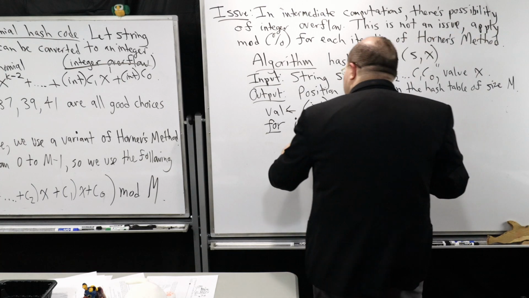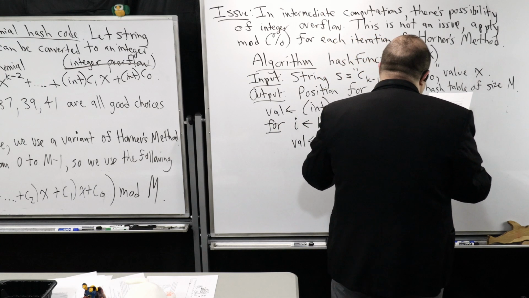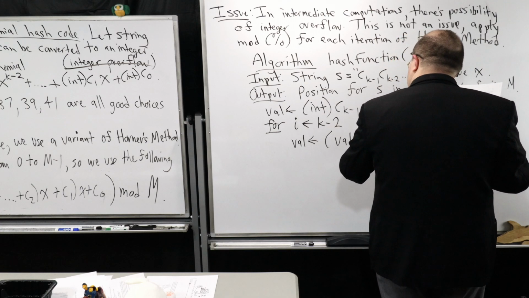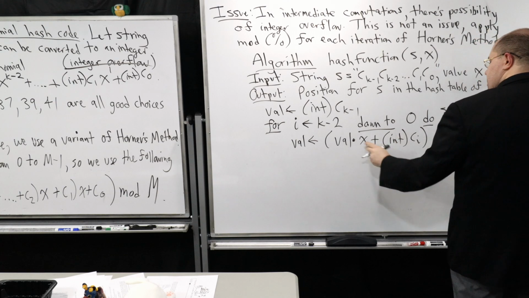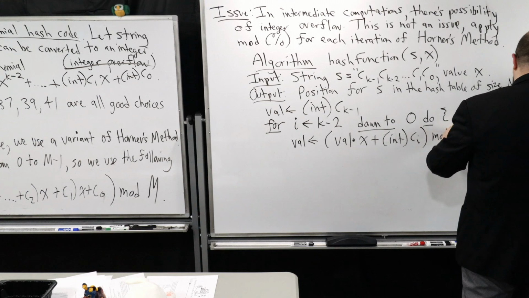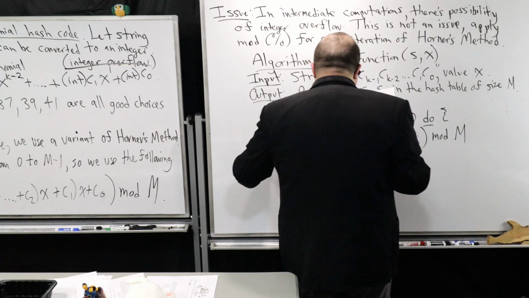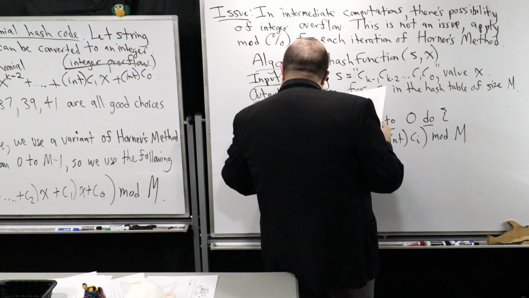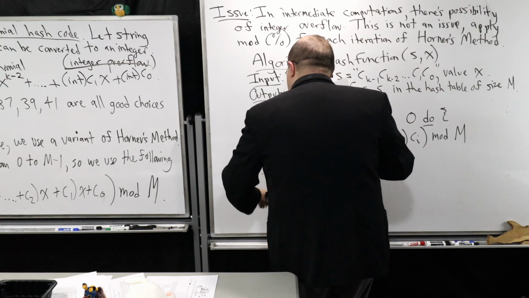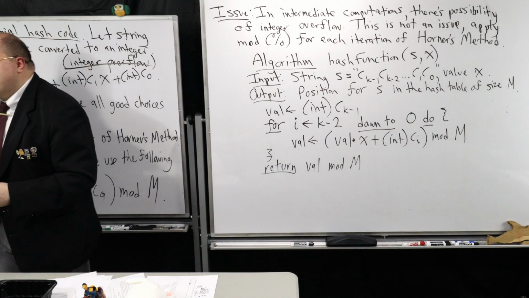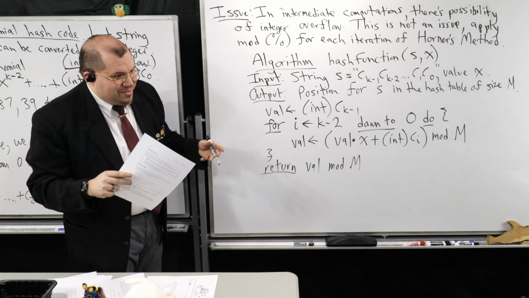So all I'm going to do is assign val to be val times x plus int of c_i, where I apply mod. So I go mod m on that. And then after this, all I'm going to do is return val mod capital M. And that's it. So you can use this, and if you get rid of the mod operators there, this is actually Horner's method. This is one way you can write it.